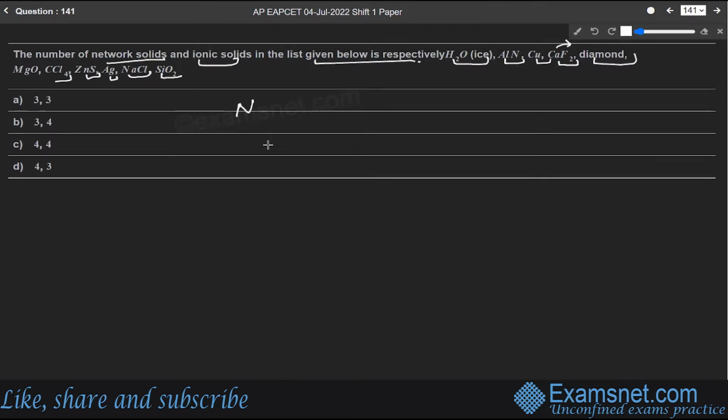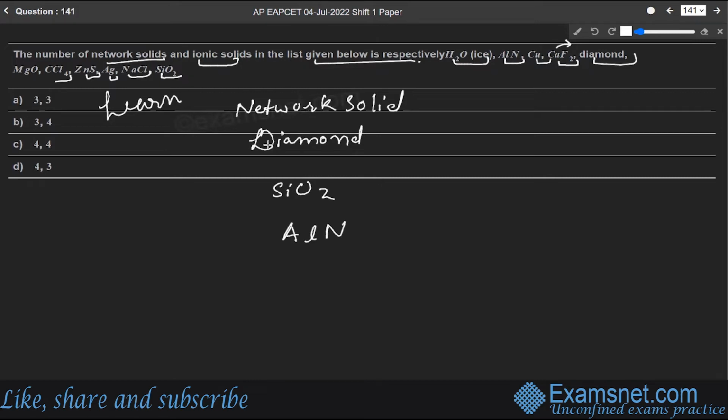Network solids are the ones which form a network. That's easily predicted. So let me name them. That is diamond. You have to learn this: diamond, SiO2, and AlN. These are the three which are network solids.